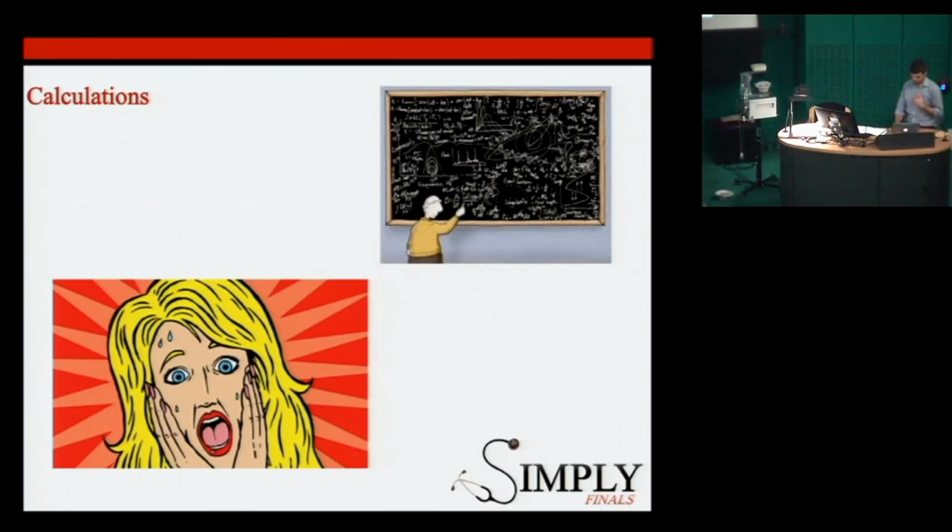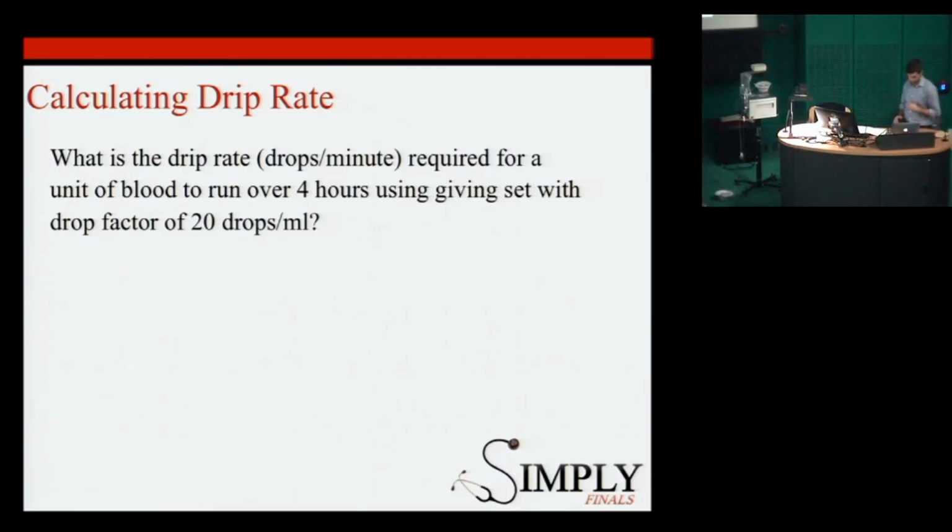So let's just do the calculation. Just anyone shout out the answer to that. So what is the drip rate required for a unit of blood, which is 400 mils, we'll call it, over 4 hours using a giving set with a drop factor of 20 drops per mil?